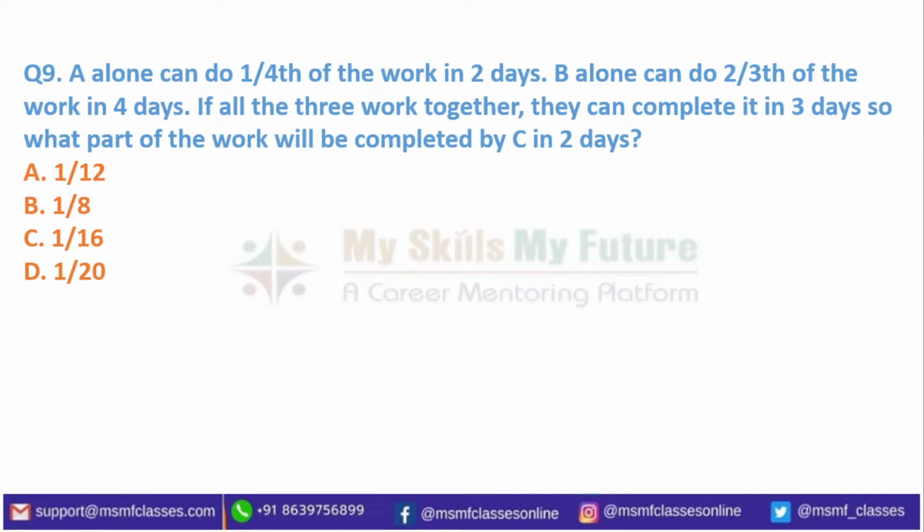A does 1/4 of the work in 2 days, so for the complete work, A equals 2 into 4 by 1, which is 8 days. Similarly, B does 2/3 of the work in 4 days, so for the complete work it is 4 into 3 by 2, which is 6 days alone.